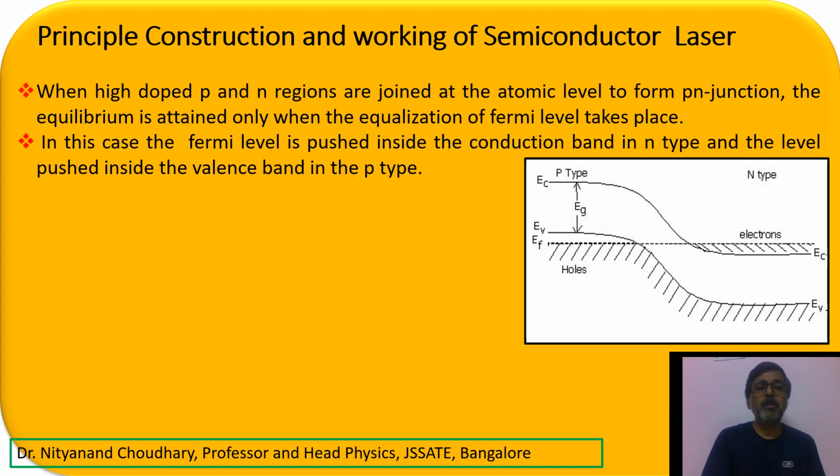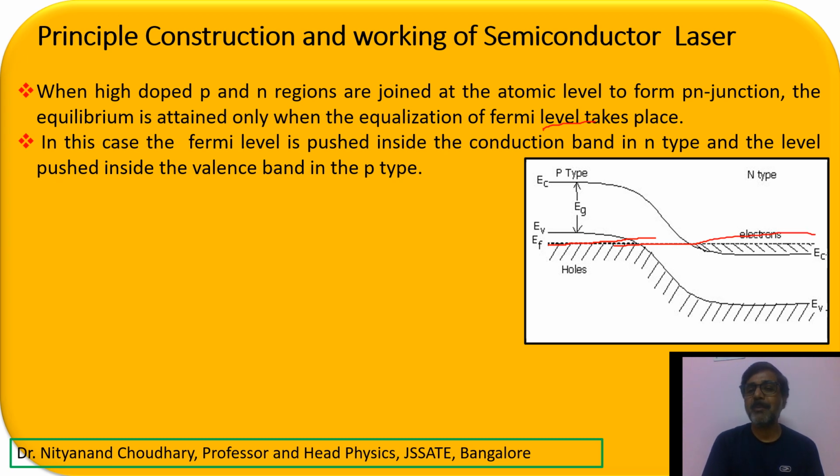When highly doped p and n regions are joined at the atomic level to form a p-n junction, the equilibrium is attained only when the equalization of the Fermi level takes place. Now, I had shown you where the Fermi level was. In the p type, the Fermi level was inside the valence band, and in case of n type, it was inside your conduction band. Now, what will happen? The moment the fusion starts, on both sides the Fermi level will come to one level. So now here you see, the Fermi level on both sides toward the p and n has come to one level, right?